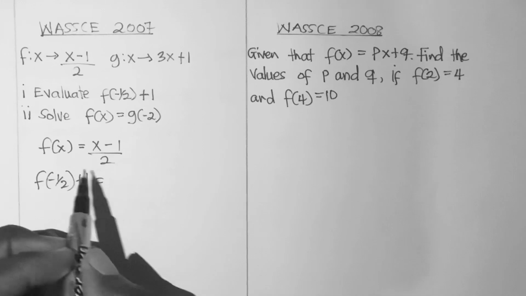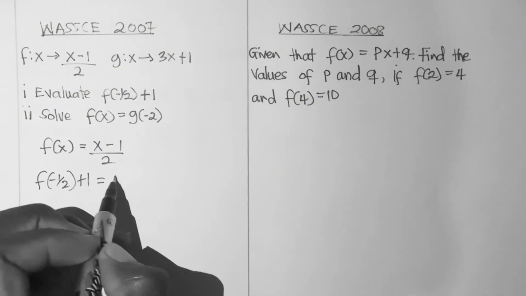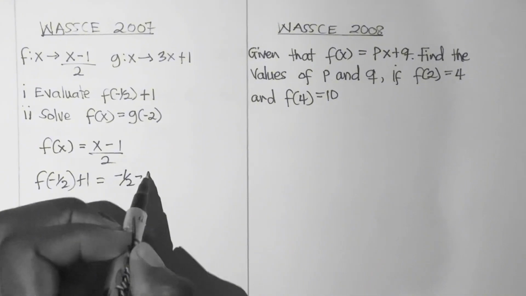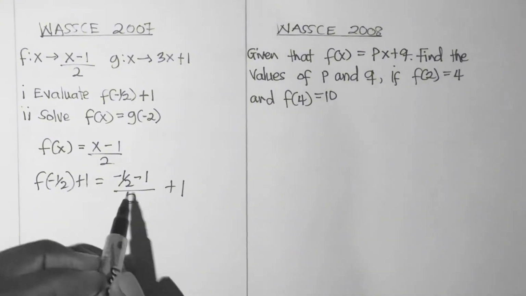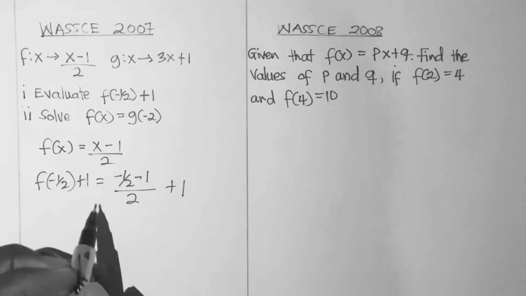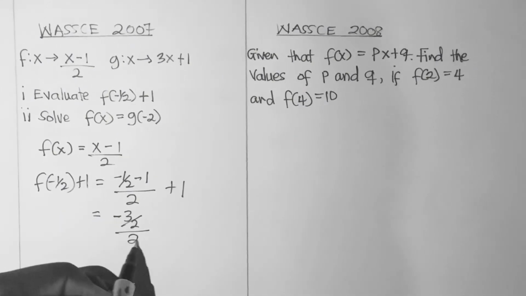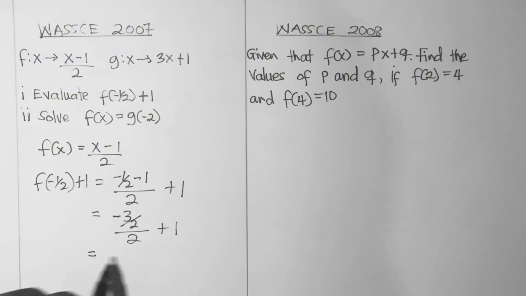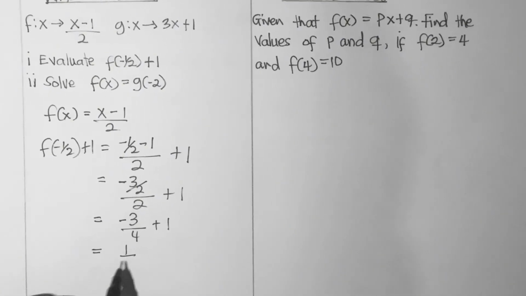That is equal to, wherever we see x, we need to replace it with minus 1 over 2. So this becomes (minus 1 over 2 minus 1) divided by 2 plus 1. Now, minus 1 over 2 minus 1 is minus 3 over 2, divided by 2, plus 1. And this is equal to minus 3 over 4 plus 1. And then this will give us 1 over 4.